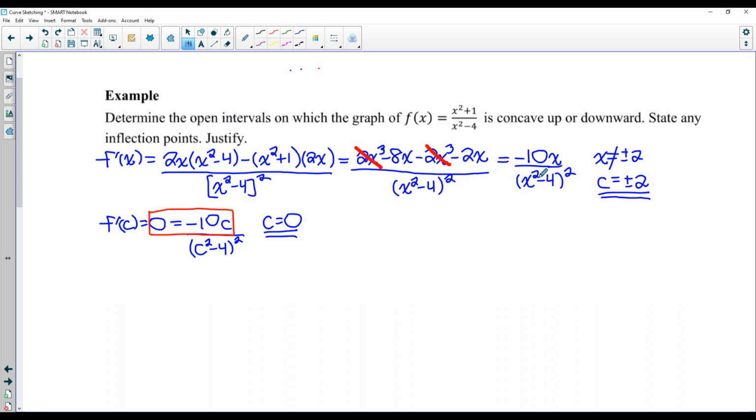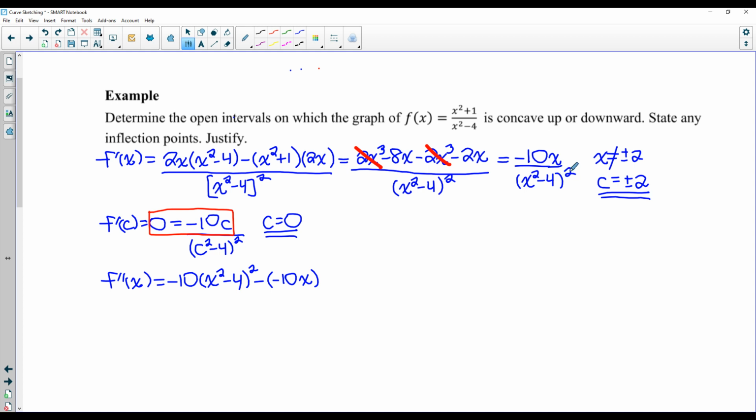Okay, so we're going to find the second derivative. Okay, so we take the second derivative of this function. So I have f double prime of x would be equal to the derivative of the top, which is going to be negative 10. And then we have x squared minus 4 all squared, minus, keep that second function constant, negative 10x, and then the derivative of the second function.